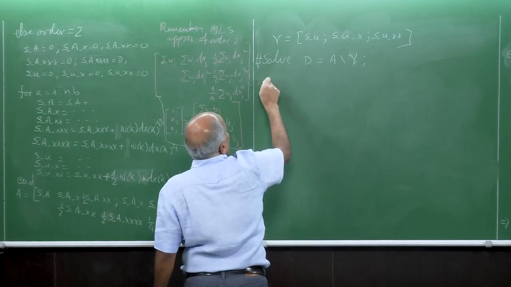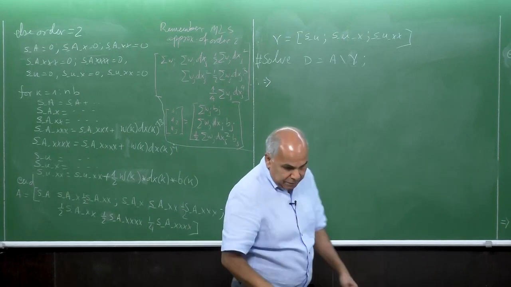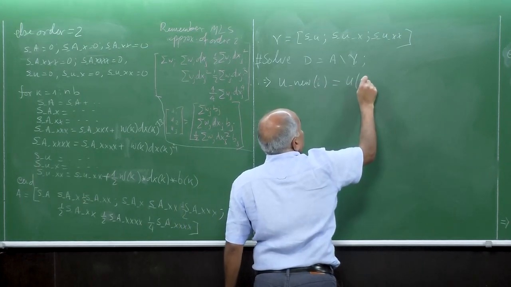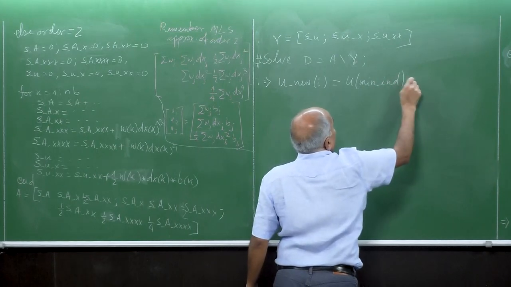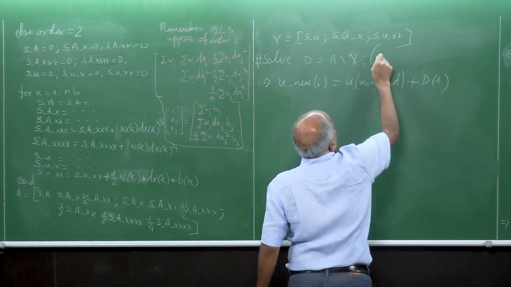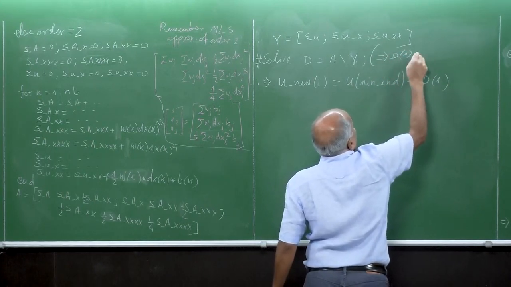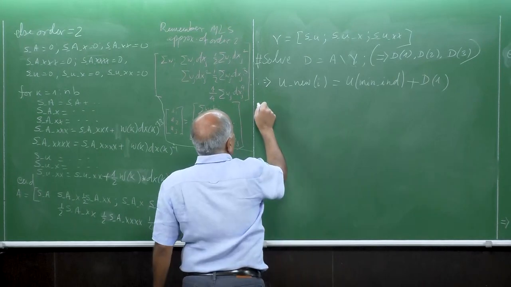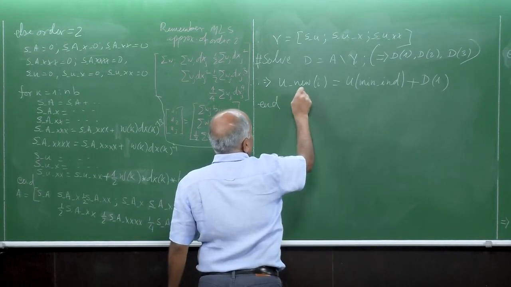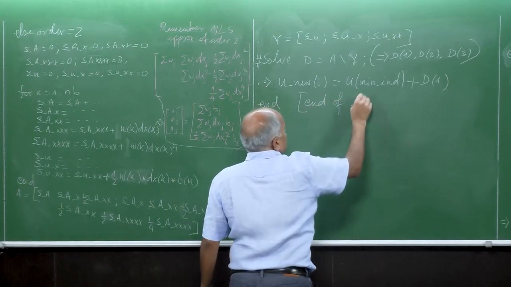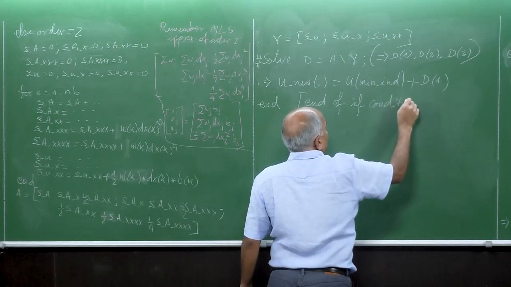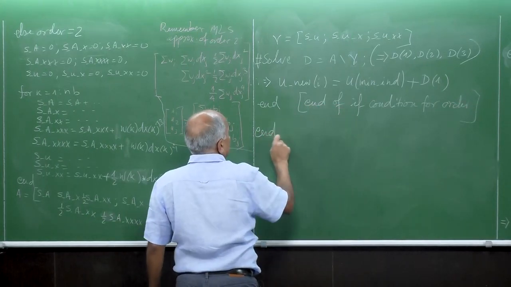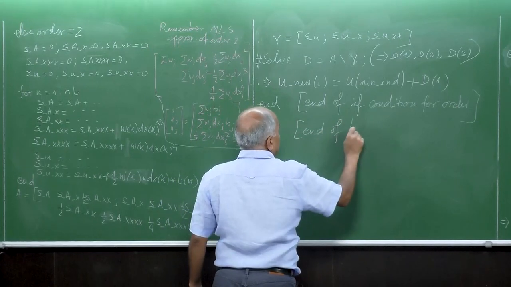Then we get our interpolation u nu of i is u of mean in plus D1. So here we get D1, D2, D3. So this then ends the if condition for order, and the final end, the end of the big loop.